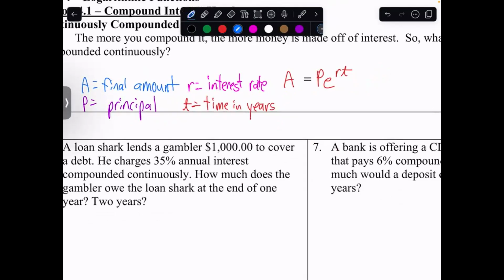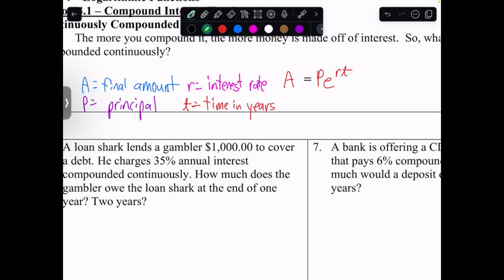So e is not a variable. E does not change from problem to problem like x does. In one problem, x could be 5, the next problem, x could be 7. E is always the same value, just like pi. Pi is always about 3.14, it doesn't change. So e is a constant.